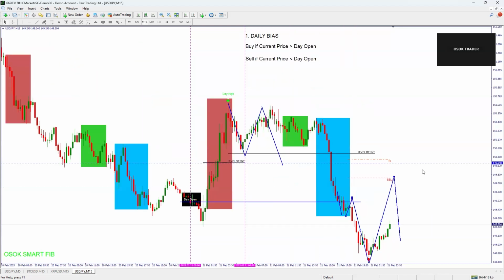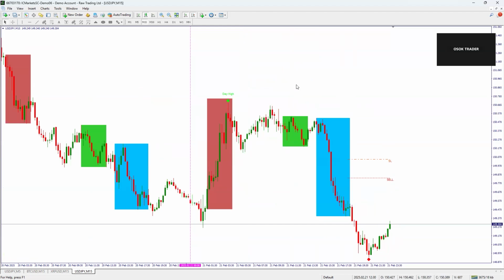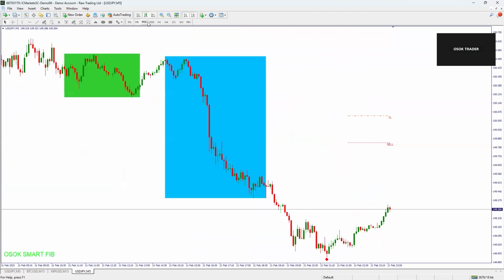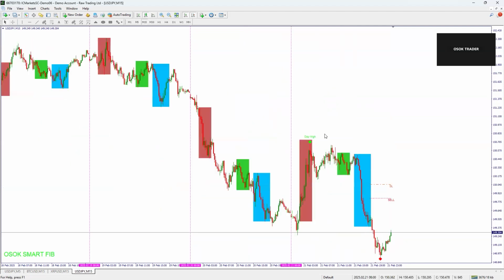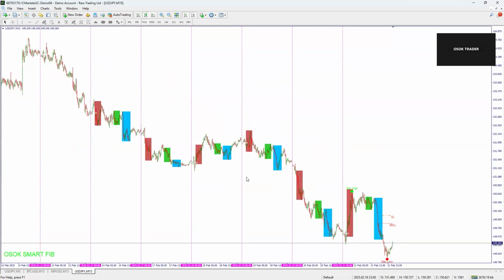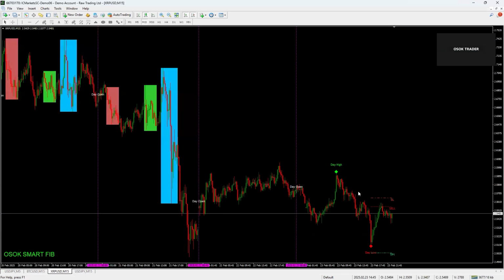So if I try to refresh or wipe, let me just wipe my screen. As soon as I reload or switch my time frame, it will bring back the stuff because they are hard coded into the indicator. So that's more like it. Let me just jump to something current.